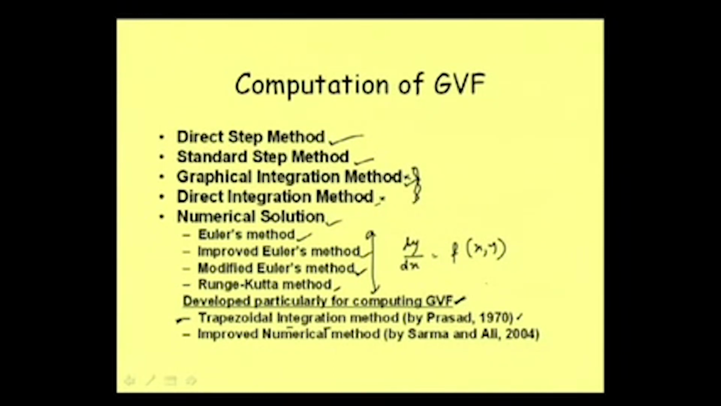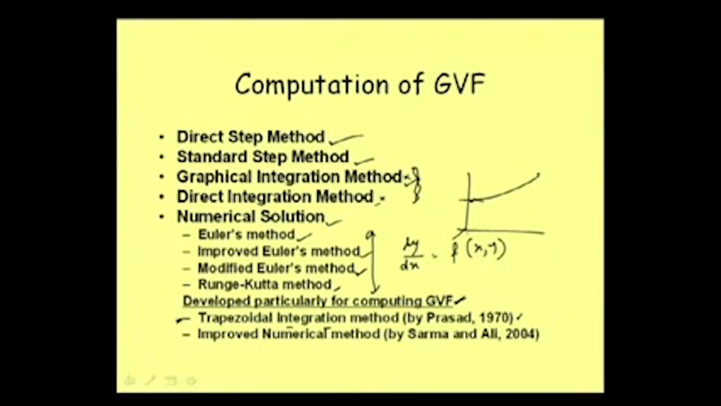Then we always find that there are some drawbacks in these numerical methods. In a numerical method we are based on a known value at a particular point. Suppose this is the curve. If we know a particular value at this point, say the initial value y0 at x0, then we compute the value at x1, that is y1. This is an initial value problem sort of thing, and we are trying to solve it.